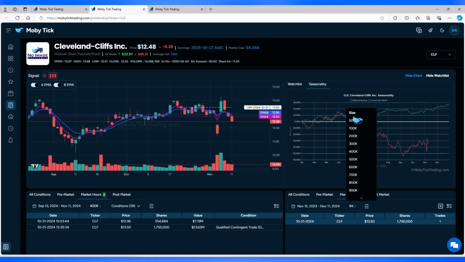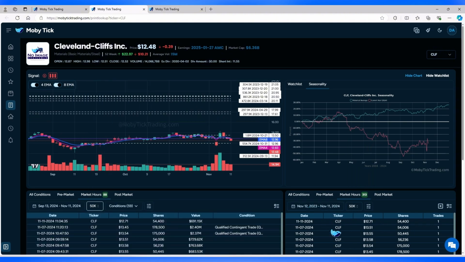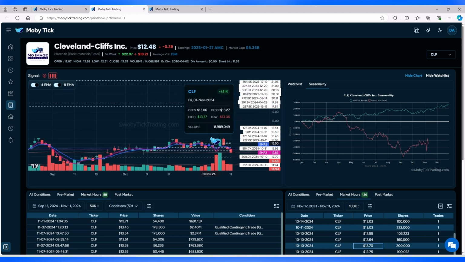Now, we'll put this back to 50K and see where some of these large prints are. These ones are all small, so we'll look at, say, 100K, and 13.45 and 13.54. Yeah, they've been stacking some prints here at the top, so this might be a good short. And we could come down to 13.45 down here and maybe a little bit below. We'd have to go back and see what other prints are below us. There's 12.96 there, and 13.03, 12.70. And then technically, if we were trading this, we could just find a target.